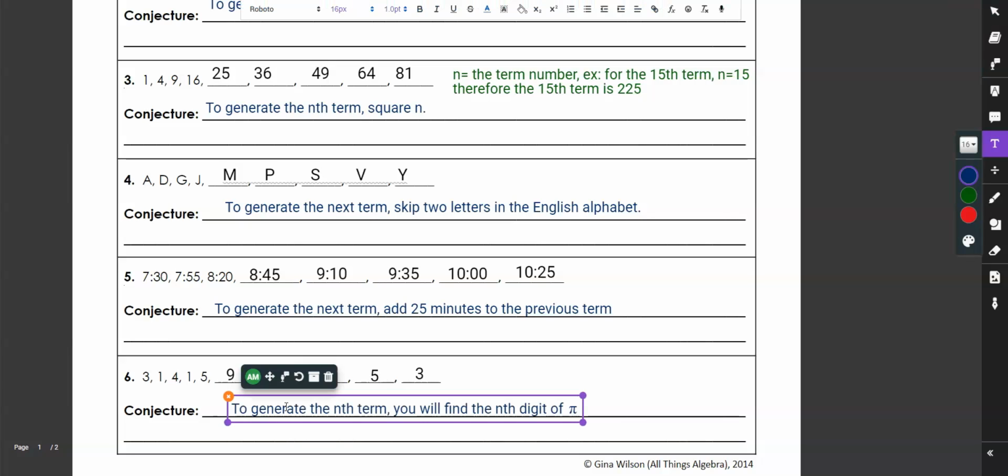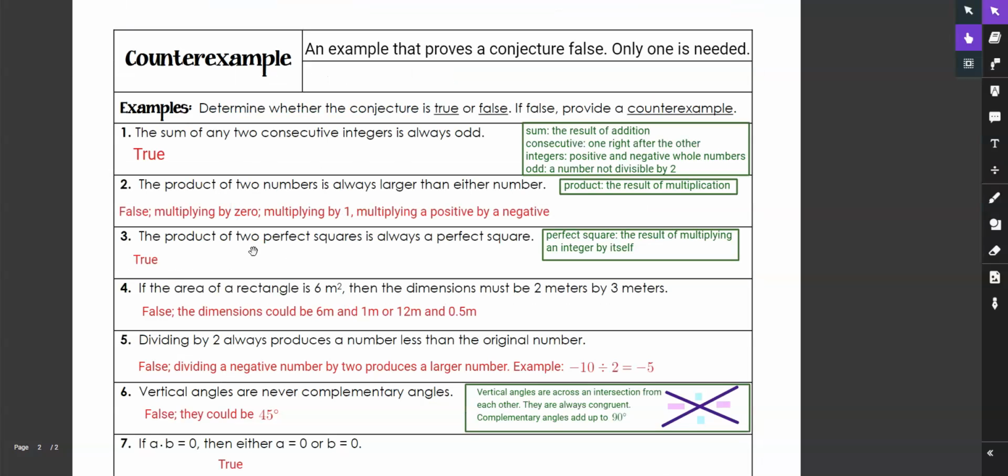Number 6, the pattern is 3, 1, 4, 1, 5, 9, 2, 6, 5, 3. To generate the nth term, you will find the nth digit of pi. We have the first 10 digits of pi here. Now on this page, you may notice that I have things that are in different colors. The stuff that is in the green boxes is not a requirement for you to copy in order to get credit for the notes. However, it is some good vocabulary information, and if you think it will benefit you, I recommend including it. So on this page, we're going to talk about counterexamples.